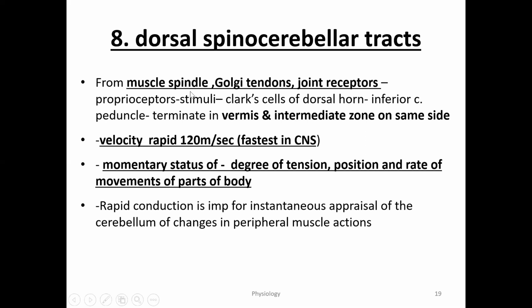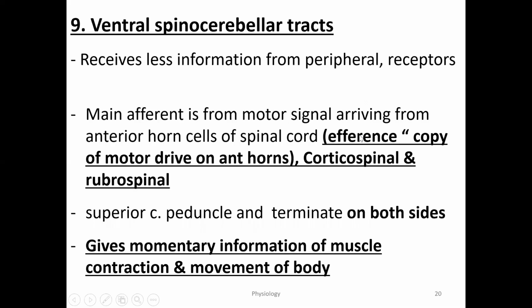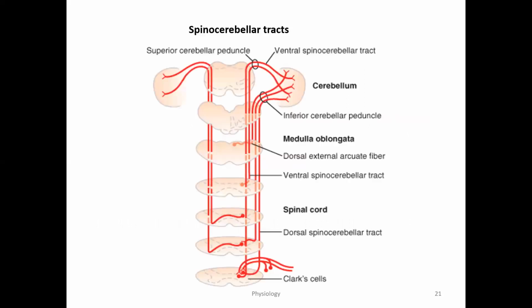Signals are sent toward the vermis and intermediate zone on the same side of the cerebral hemisphere. About the ventral spinocerebellar tract, that is motor signals. Whatever motor activity is sent toward the effector organ, the skeletal muscles, one efference copy, that is one same copy, is sent toward the cerebellum for correction. This is the most important function, which gives rise to momentary information of muscle contraction and movement of the body. So this is about the dorsal and ventral spinocerebellar tract.